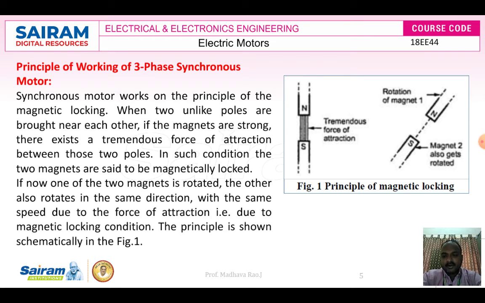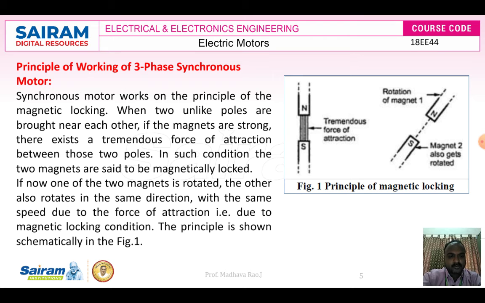Now, one of the two magnets is rotated. If one of the two magnets is rotated, the other also rotates in the same direction. So if you rotate one magnet, the other magnet will also rotate in the same direction. You can see this in figure 1. The other magnet is already in magnetic locking.